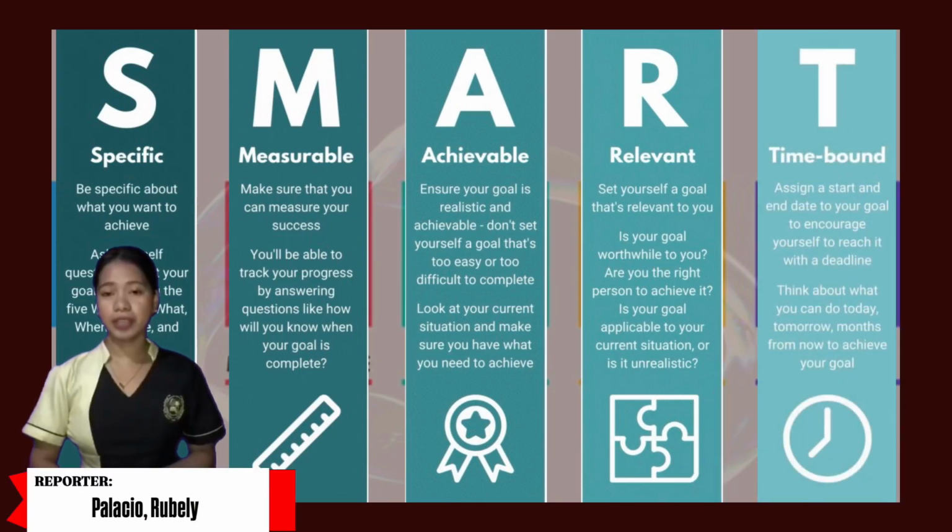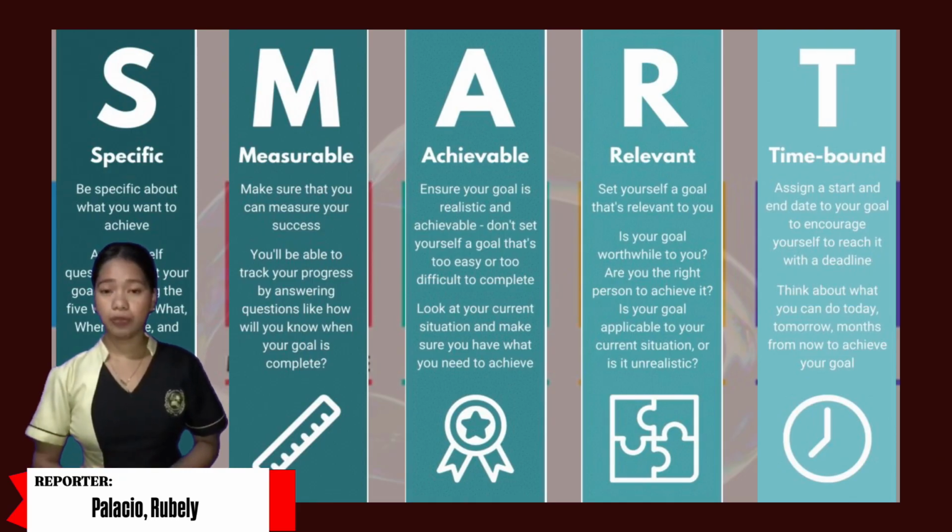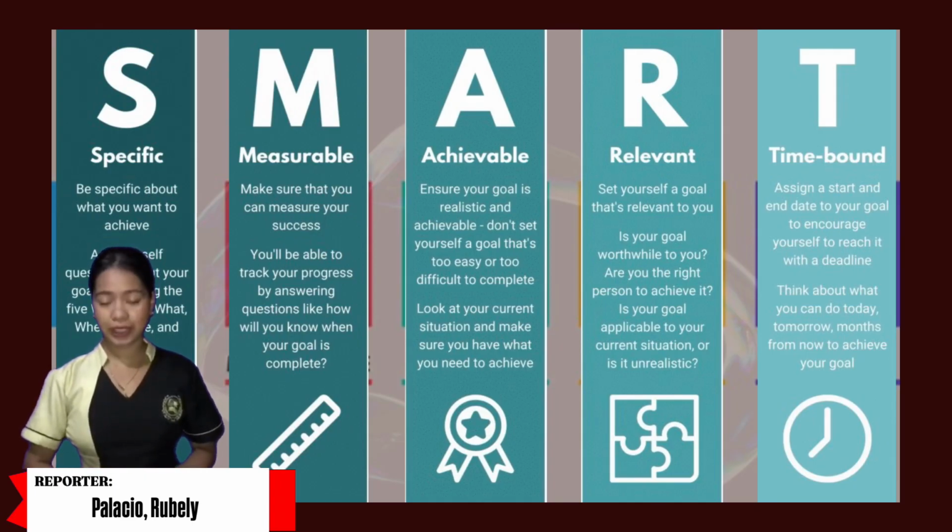Bound, in SMART, means your event has a clear deadline or schedule. It answers when it will happen. For example, if you say the event will be held on October 10, 2025 from 2 p.m. to 5 p.m., it makes it time-bound. In simple words, time-bound means your event has a fixed date and time to make sure it will really happen.